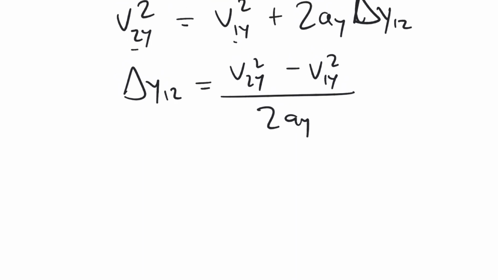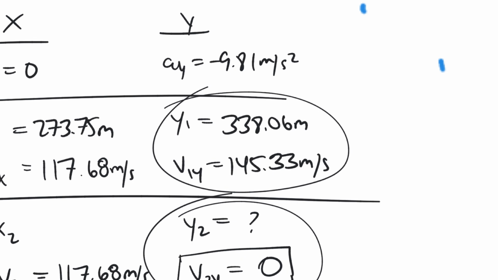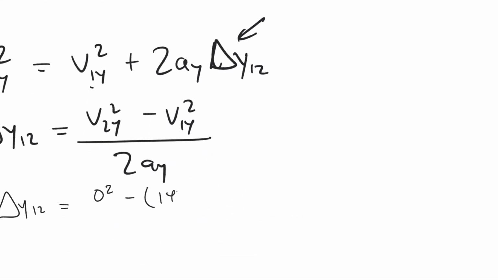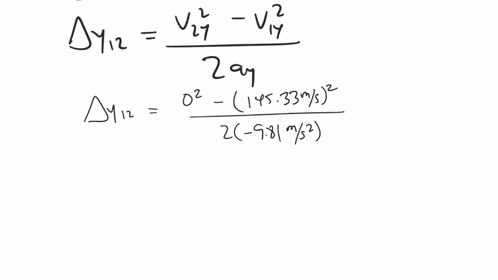Okay, so if I go in here, delta y 1,2 equals v2y, so that's where it stopped, right? Minus v1y. What was v1y? 145.33 meters per second. We'll go ahead and square that, and divide by 9.81 meters per second squared. So delta y 1,2 then is, unless I made a calculator error, which is always possible, to 5 sig figs, it's this, okay?